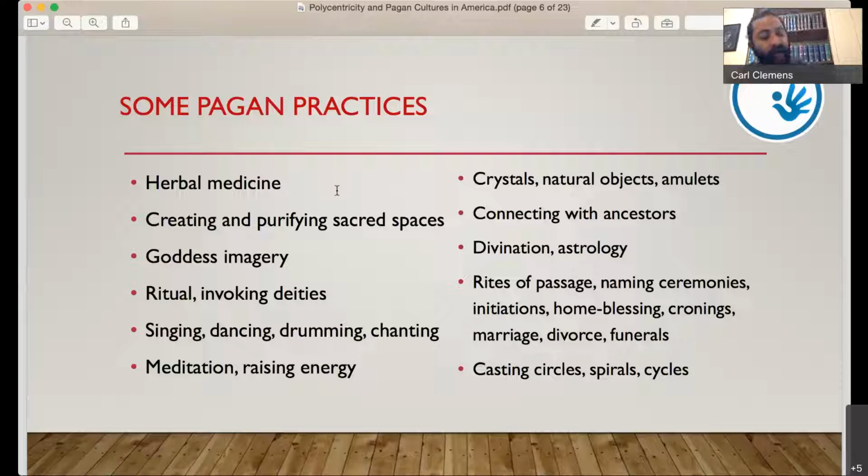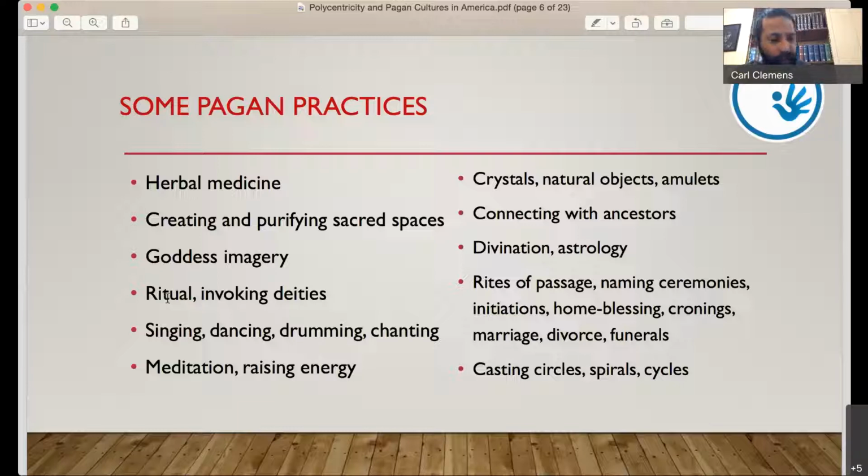Creating and purifying sacred spaces is an important part. They have a lot of goddess imagery. So pagans worship both god and goddess, but there's a very strong streak of goddess imagery in modern paganism.